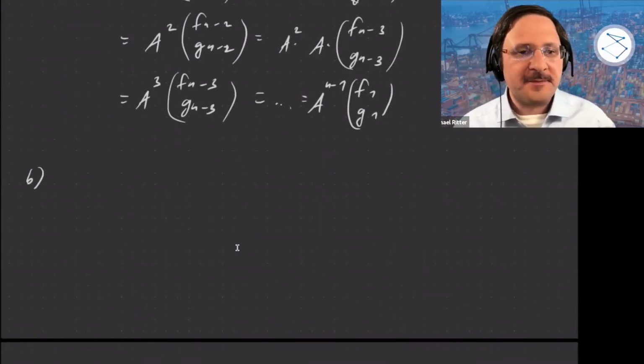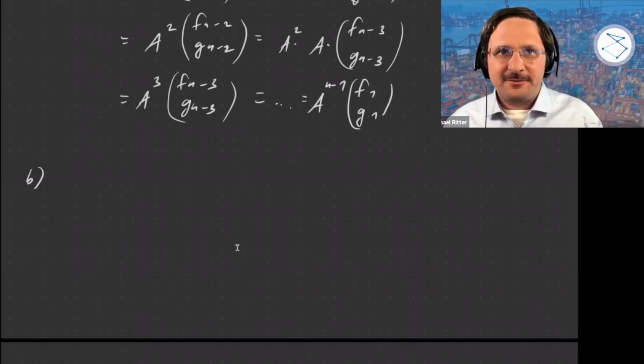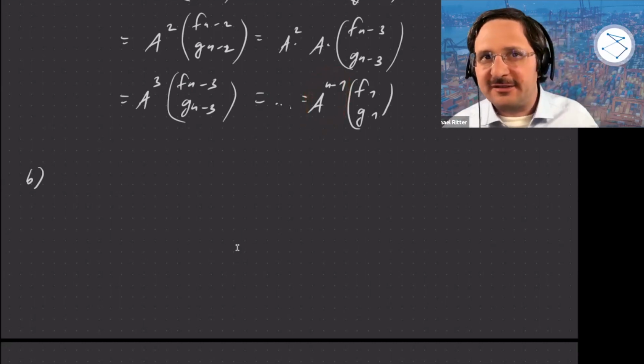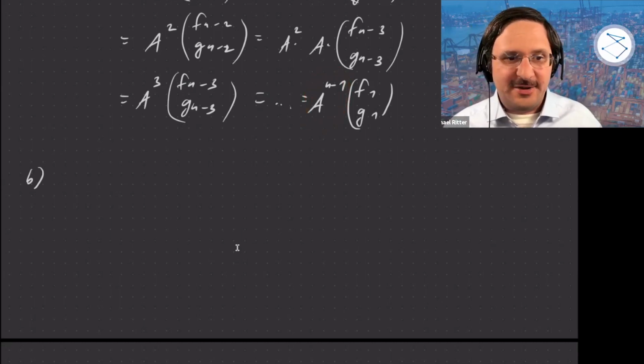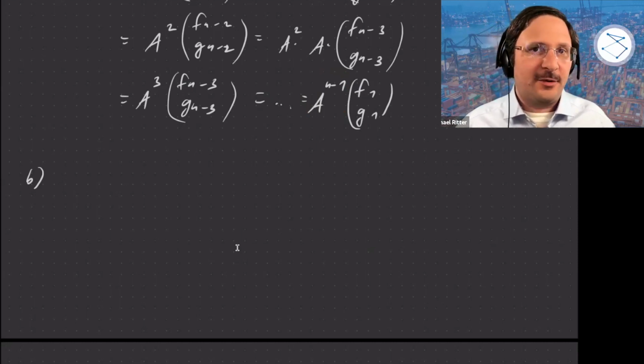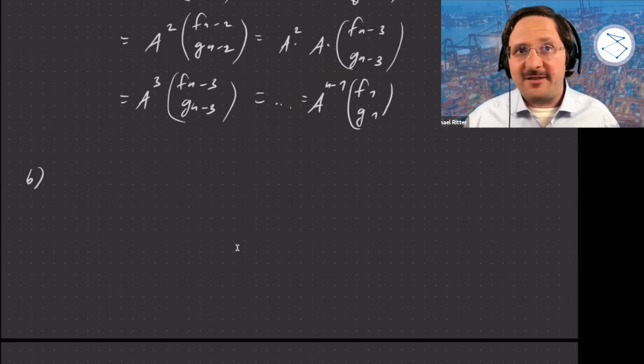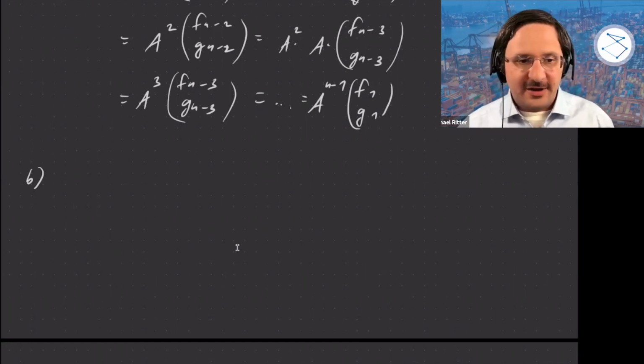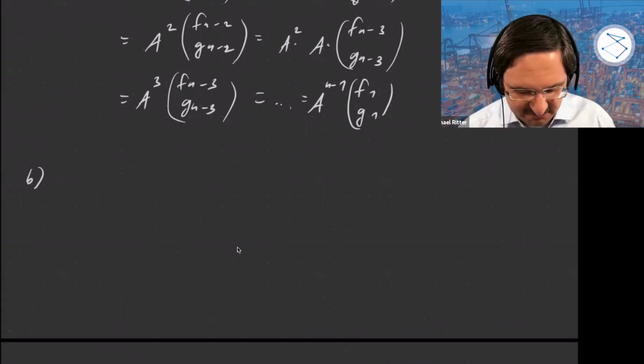Okay, so that was part A, basically. Let's have a look at part B. So the setup for computing this power efficiently is basically diagonalizing the matrix A. And that's what we'll set up in part B, where we determine the eigenvalues and the eigenvectors of A. It's not a particularly complicated matrix, so that should be easy.